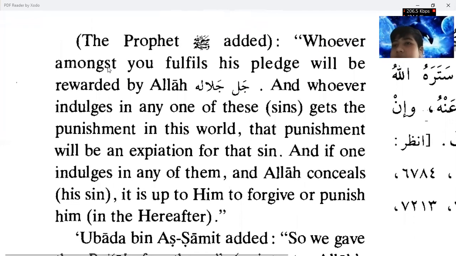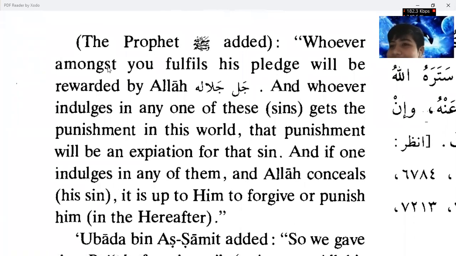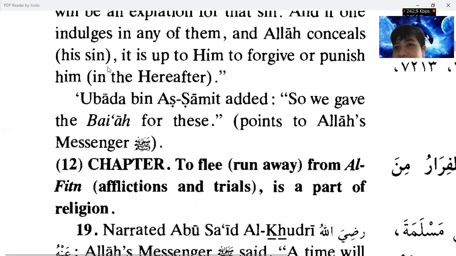That's so long. How long is chapter 11? It finishes.